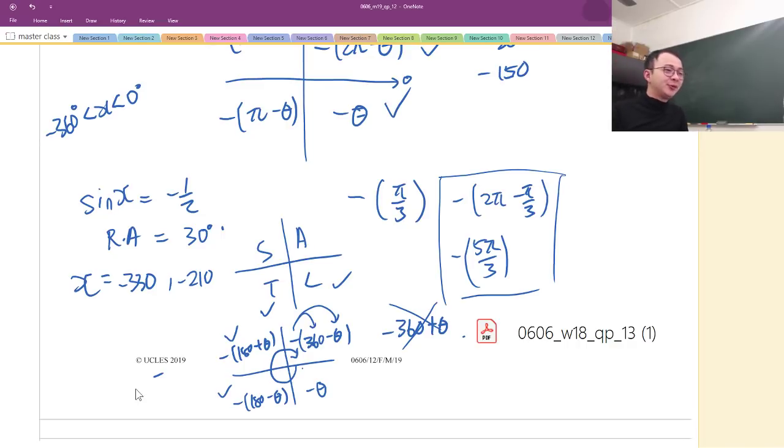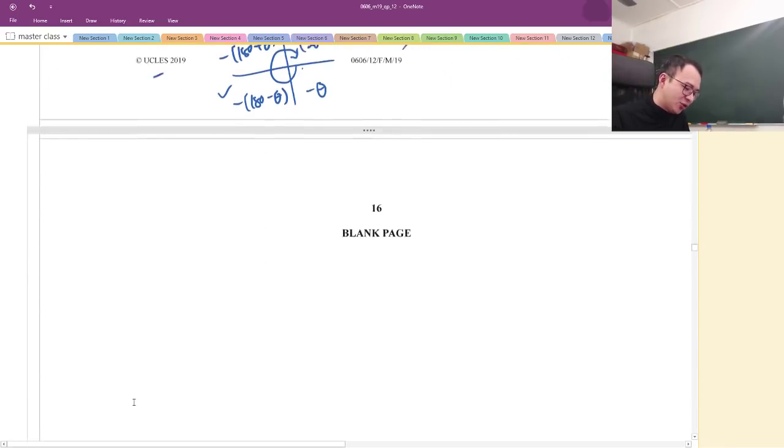Alright, so what time now? 11:30. Can you review the tangent graph quickly? Yeah, just now the student asked about the tangent graph.